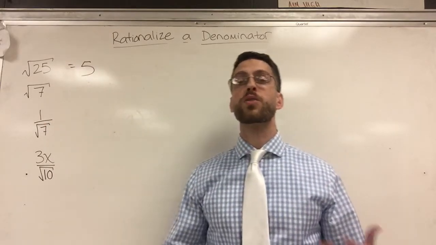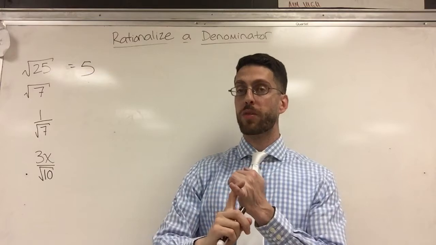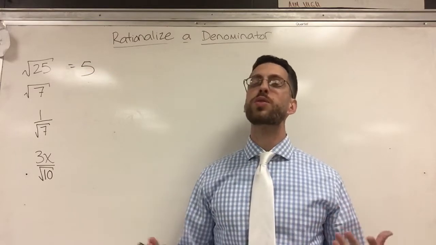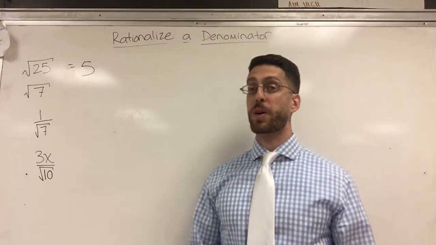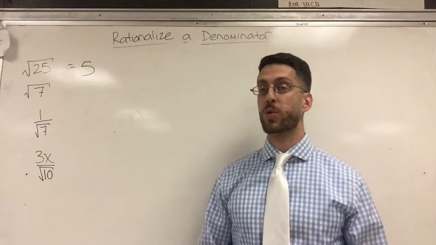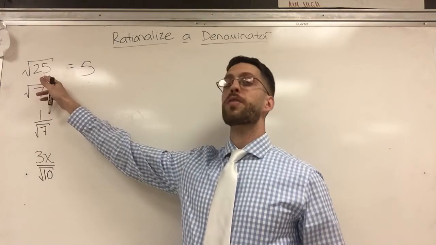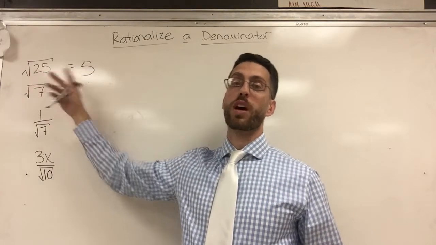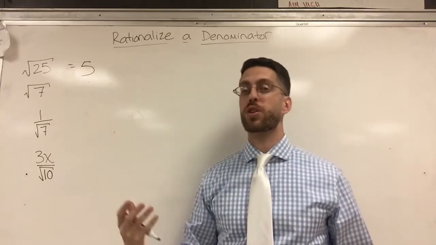So in order to understand this video, have a calculator available and also just understand how to factor, especially the perfect squares. Know your perfect squares. So 25 is a perfect square, therefore radical 25 is 5. That's known as a rational number.